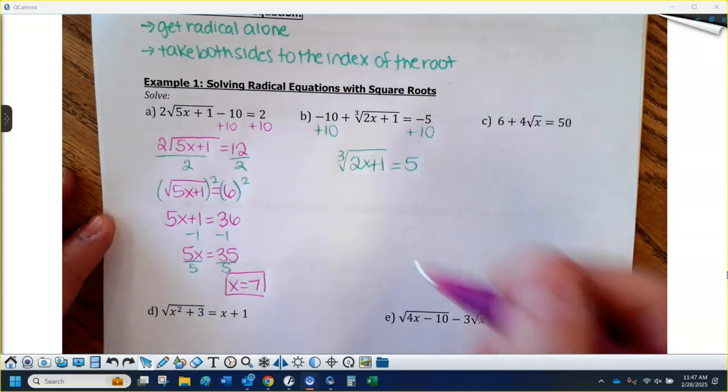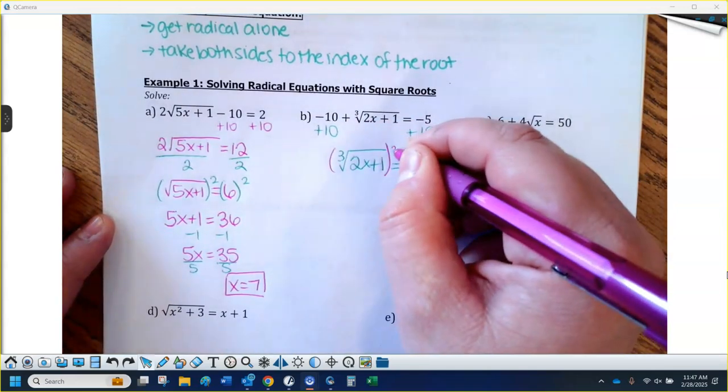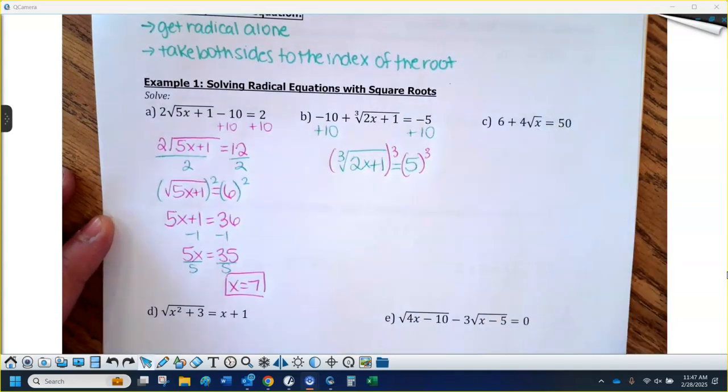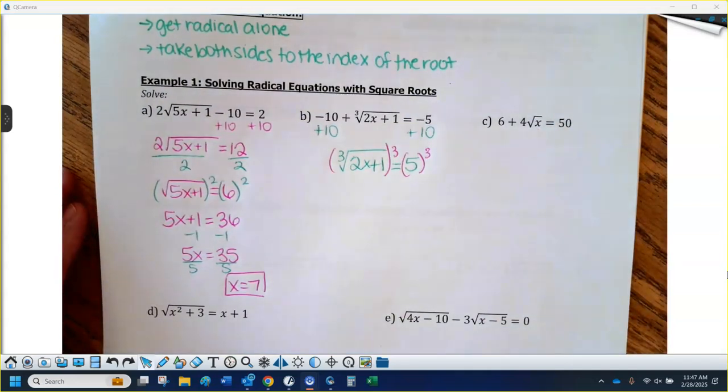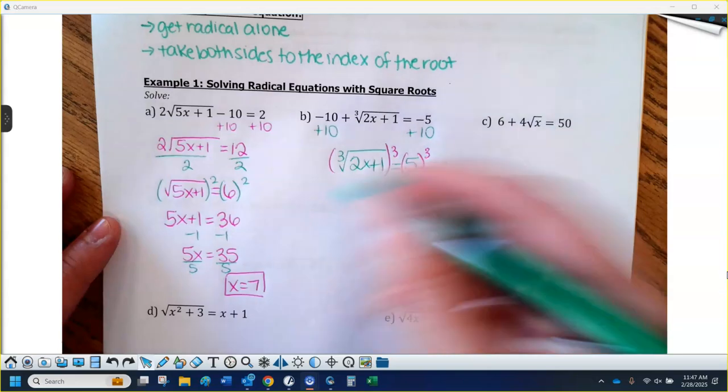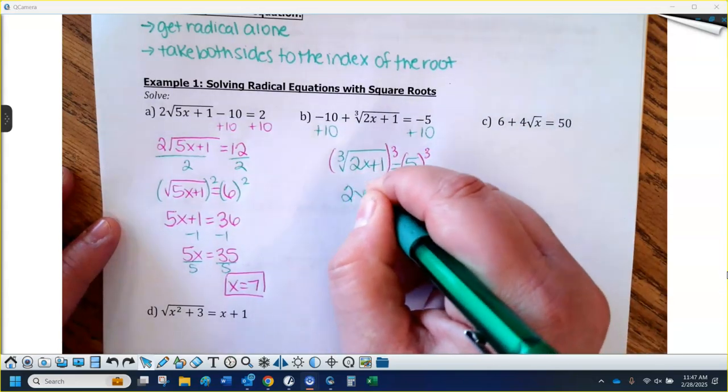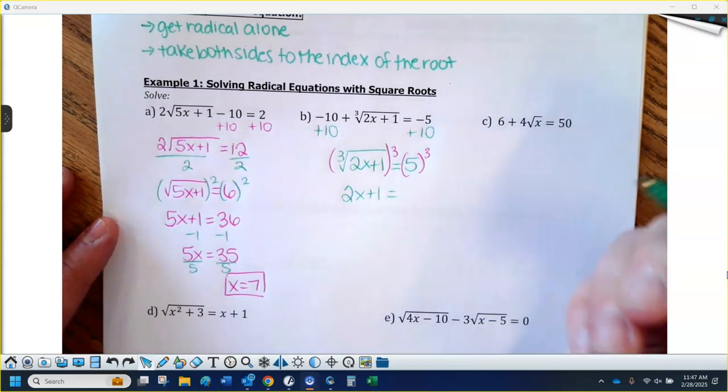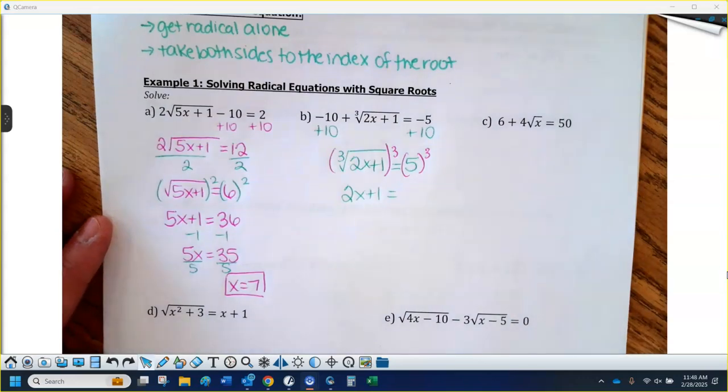If you're working with a cube root instead of a square root like the last question, the only difference is we're going to cancel out the radical by taking both sides to the third power. So cube root and cube cancel each other out. This would just be 2x plus 1. On the other side, you'd actually have to do 5 to the third power.